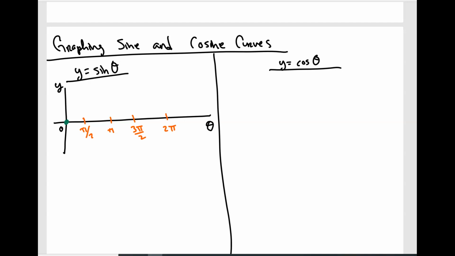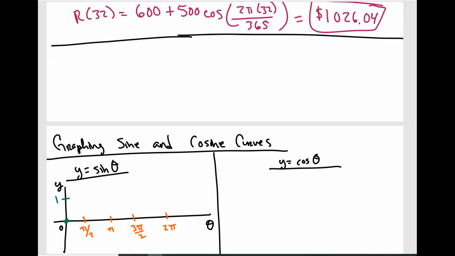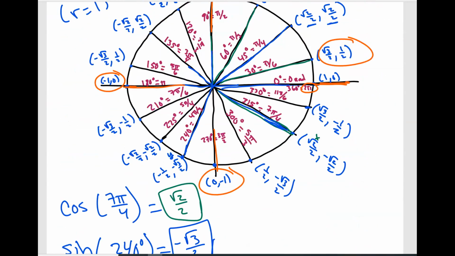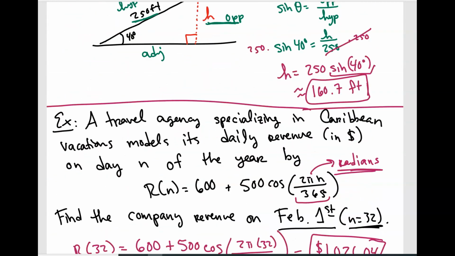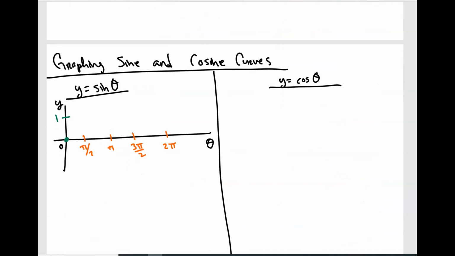When theta is pi over 2, my y value is going to be equal to 1. You can see that because if you go back to the unit circle, when theta is pi over 2, my y value is equal to 1. Then when it's pi, it's going to be 0. When it's 3 pi over 2, it's going to be negative 1, which is going to be here. And then when it's 2 pi, it's going to go back to 0.